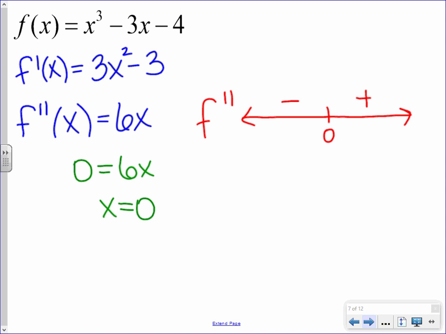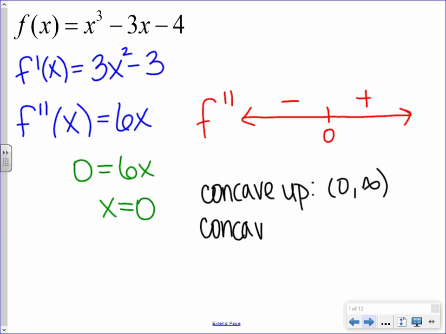Where the second derivative is negative, we're concave down. Where the second derivative is positive, we're concave up. So we would write that we are concave up from 0 to infinity and concave down from -infinity to 0. Do we have a change in concavity? We sure do.